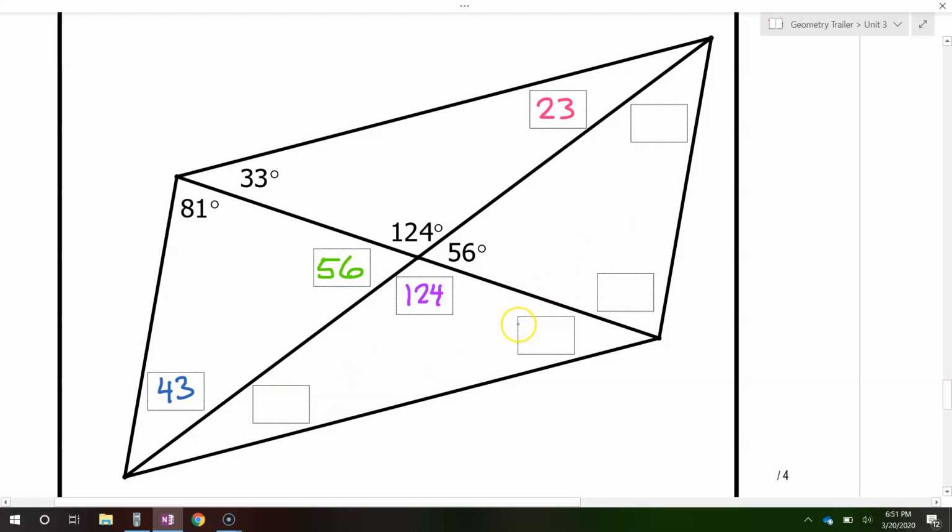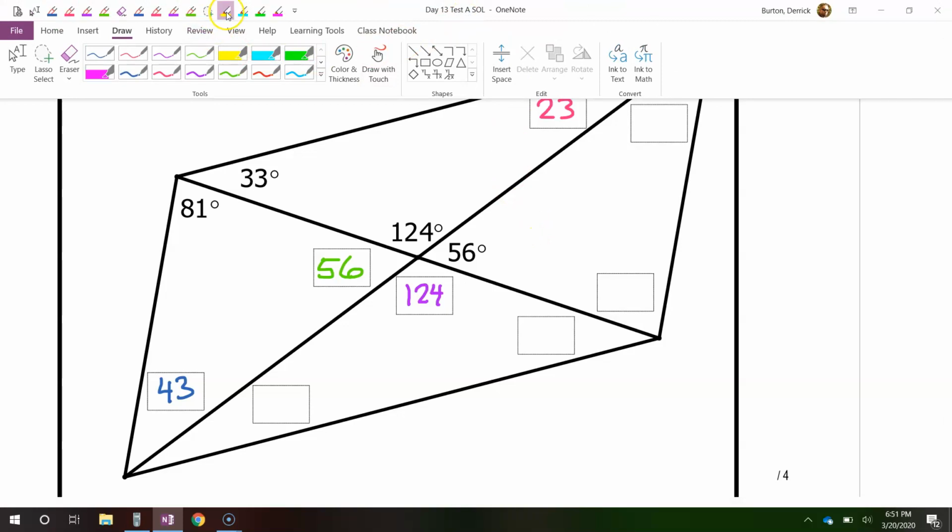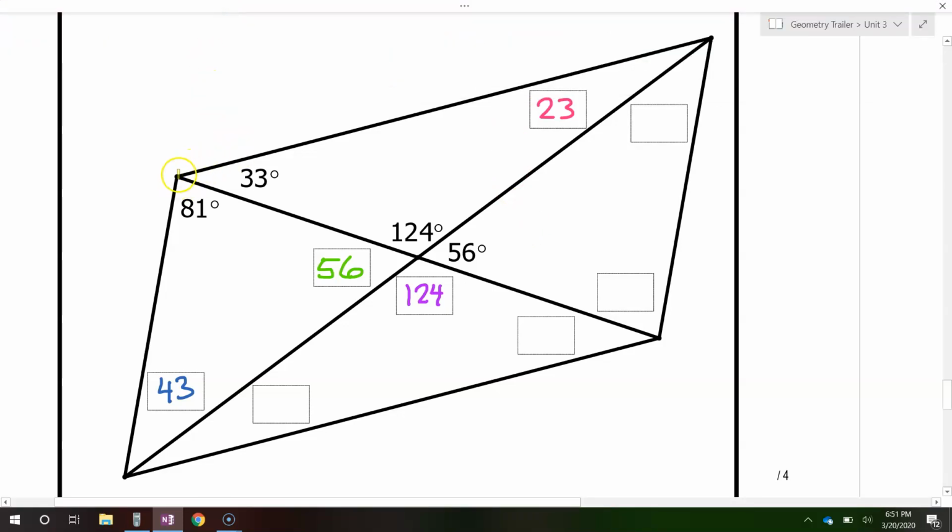What I have to go to next is alternate interior angles. When I hunt for alternate interior angles, I'm going to draw Z's or N's, depending on how you look at it. Sometimes they will be sideways or backwards. But for example, can you see the Z that I'm tracing right now?